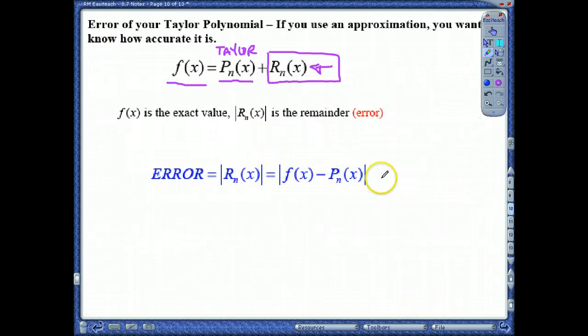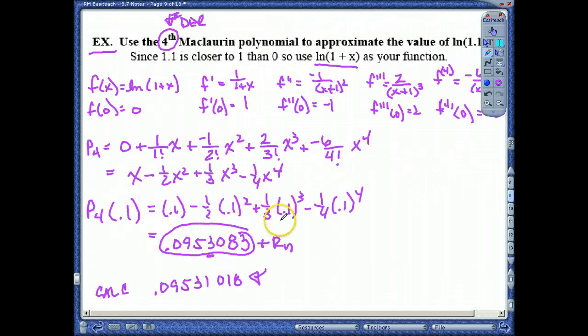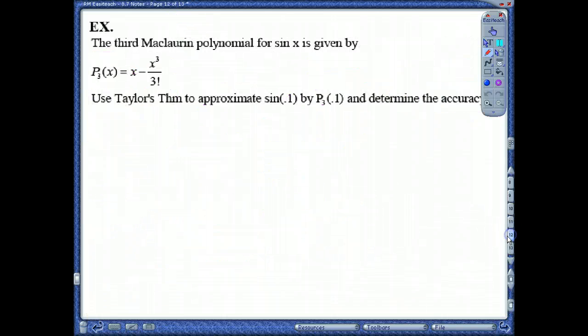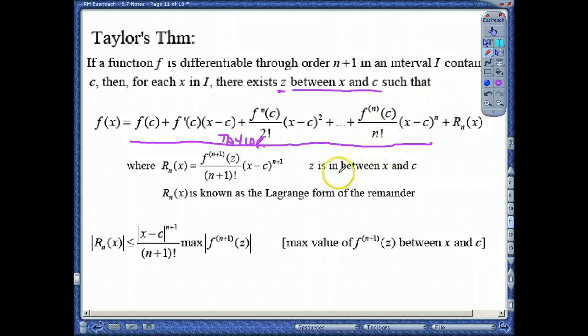So if I wanted to find the error in this polynomial that I did, see how this is a P4? My R sub n, I'm going to need to find that function's derivative at 5, because I'll put it over 5 factorial, and then that would be x to the 5th. So that remainder is going to be that next term. So if we have a 4, it's going to be 5s. Z is in between x and c.